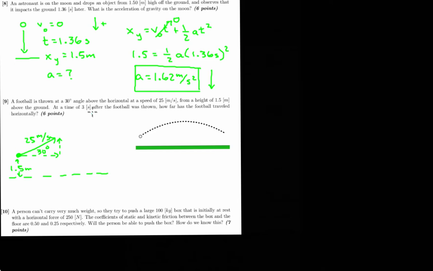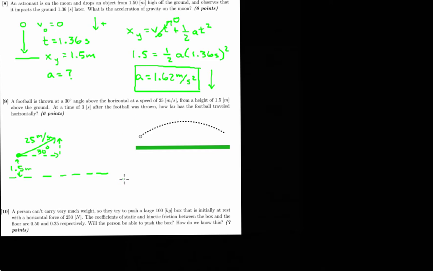At a time of 3 seconds after the football was thrown, how far has the football traveled horizontally? It's actually not that bad, because a lot of this stuff is superfluous. Like extra, like you just don't need it. I guess the thing that you should do is check to see if it hits the ground before 3 seconds.